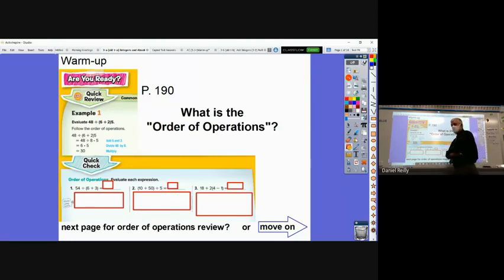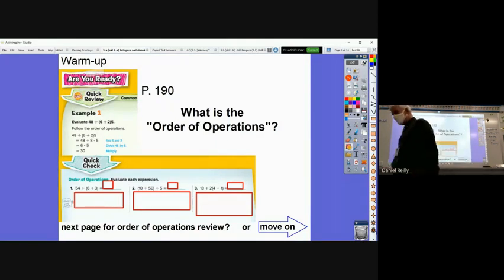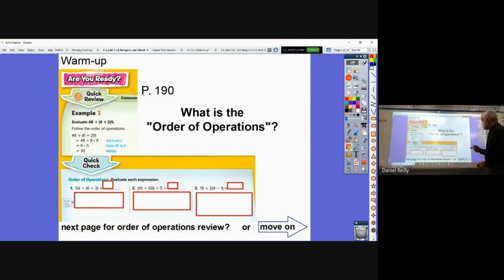Parentheses, exponents, and multiply, divide, right? What does the E stand for? That's the hard one. Exponents. Let's see, Miles has jumped in here. E stands for exponents. That's the little number on top, right? That shows repeated multiplication. And then MDAS: multiply, divide, add, subtract, right?